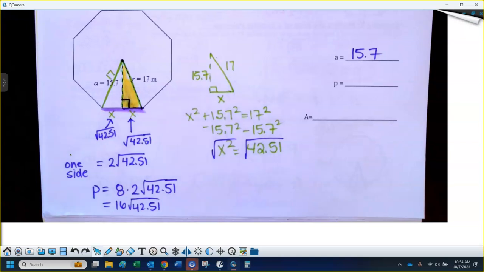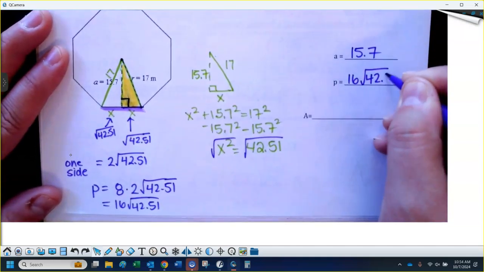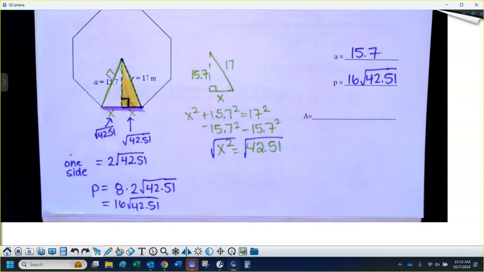So if we drew them all in there, there'd be 8 triangles. That would be the base of all of them. So this would be 16, and I know this is a lot because it's got that radical, but we just don't want to round multiple times as we do the problem. So that's why I'm going to give an exact answer there, and we can round at the very end. Then our area will be much more accurate.